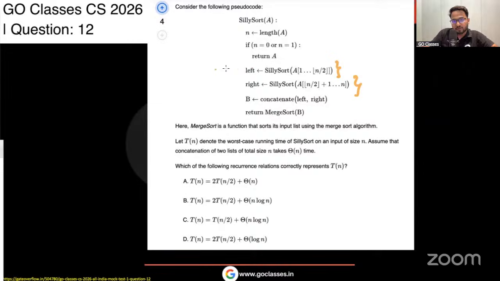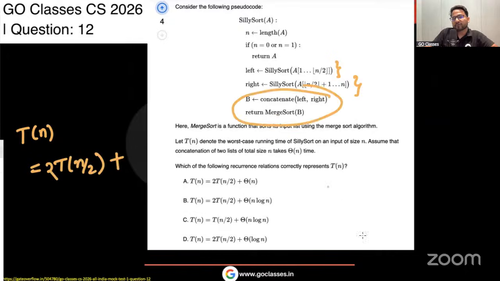You just go step by step. Suppose T(n) is the time taken by this algorithm for the size n. Then for the size n by 2, since you are doing the same thing recursively, it will take T(n/2) time. And for this also it will take one more T(n/2). So 2T(n/2) plus whatever time is taken for these two. This will take order of n time, and this will take n log n time, because this is a merge sort, and merge sort is being done on the size of n. So it will take order of n for the concatenation plus order of n log n for the merge sort.